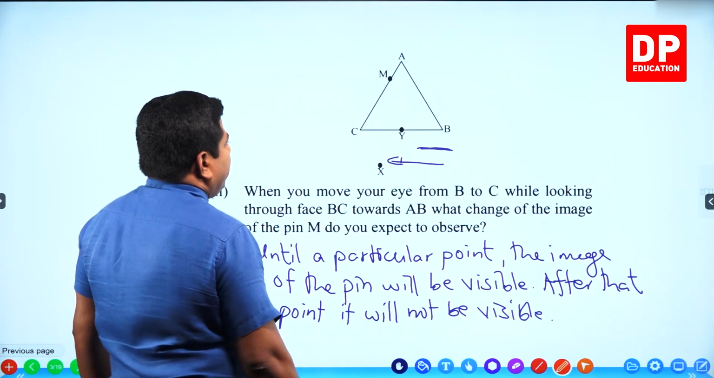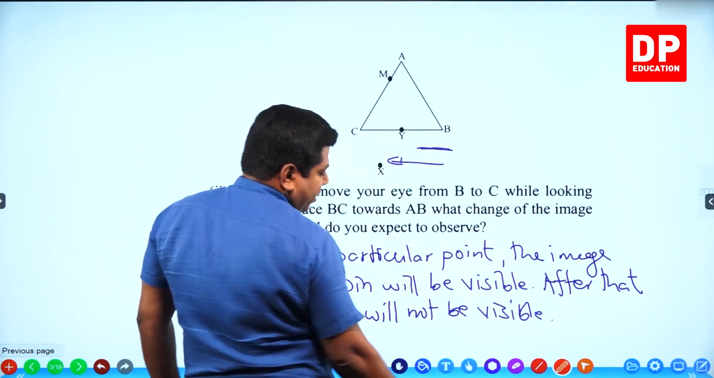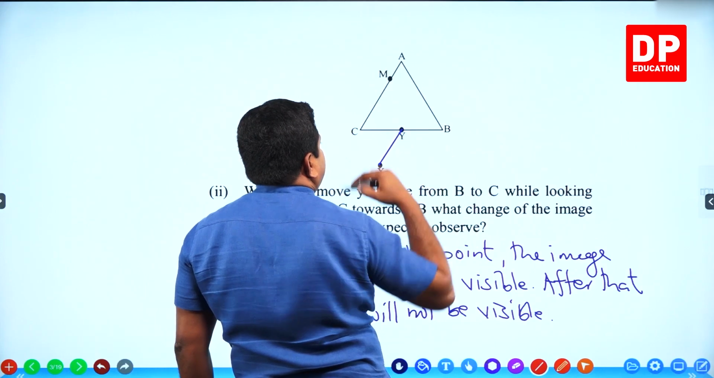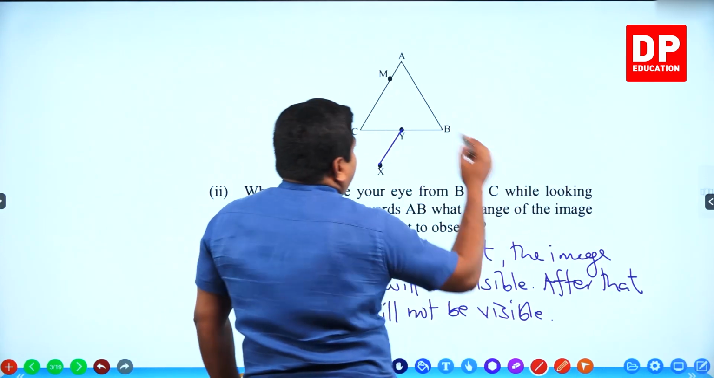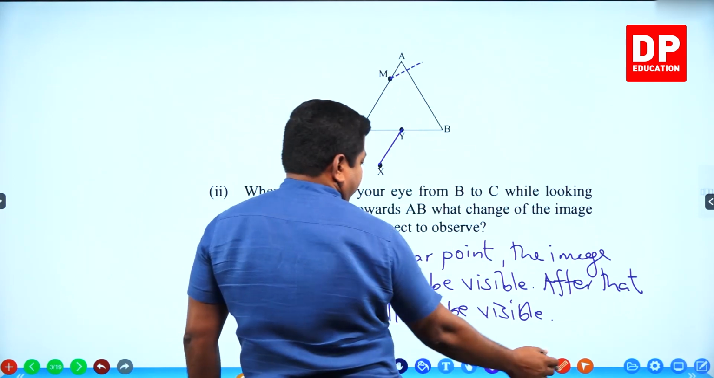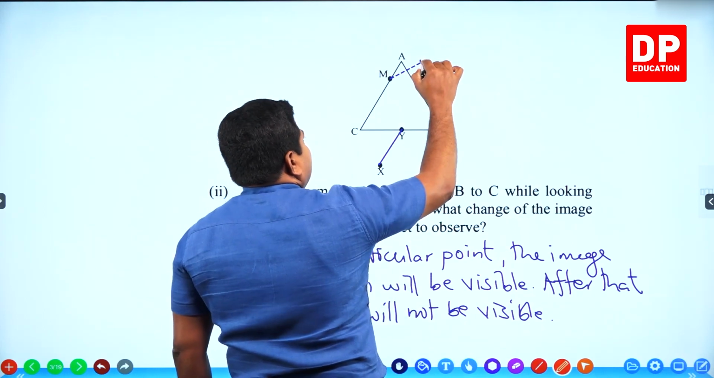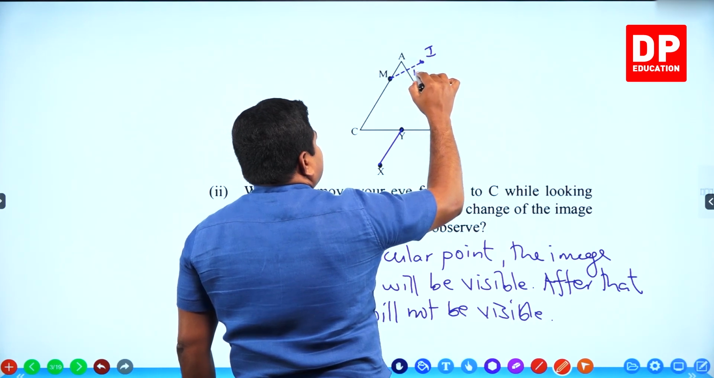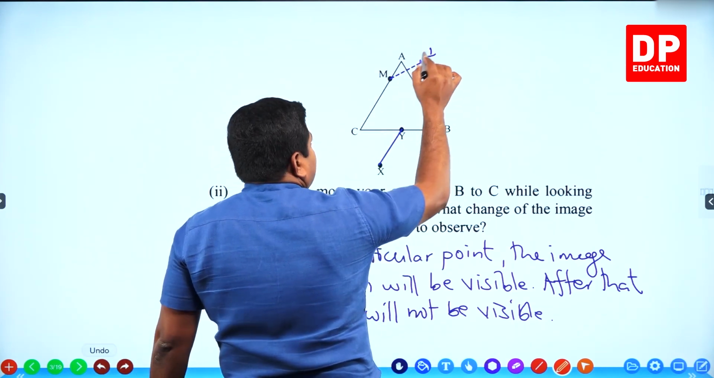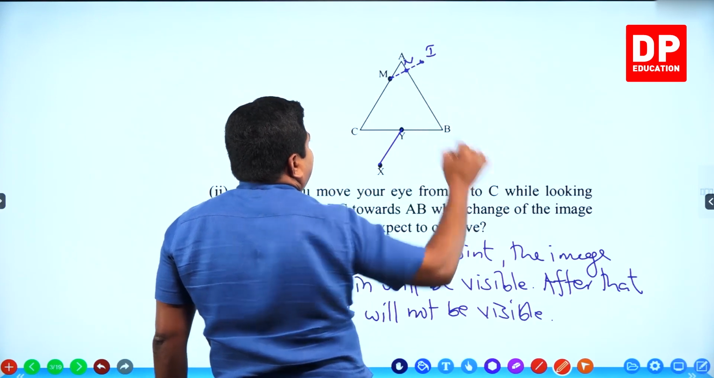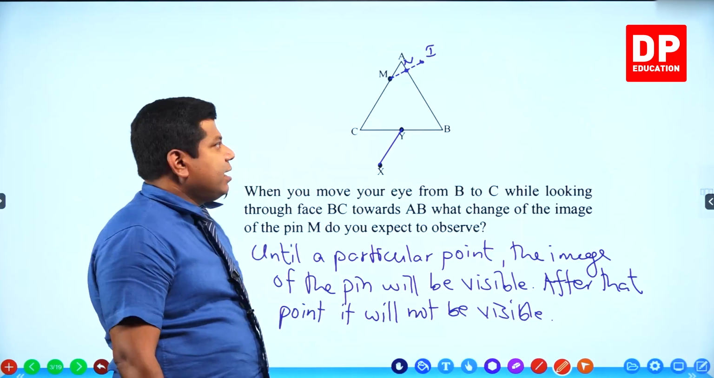Now, what do you do? So, you have already fixed points X and Y. First, what you do? Draw the emergent ray. Then, what do you do? From point M, draw the normal line to AB and extend this normal line until I, let me call this point as N, such that MN and NI are equal.